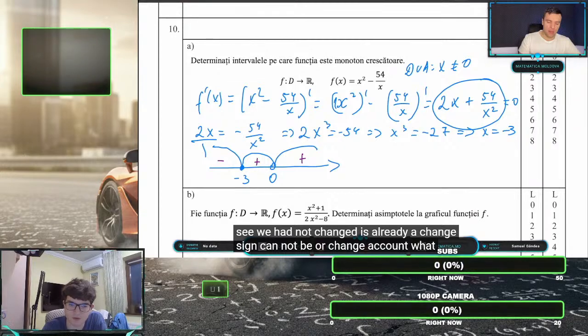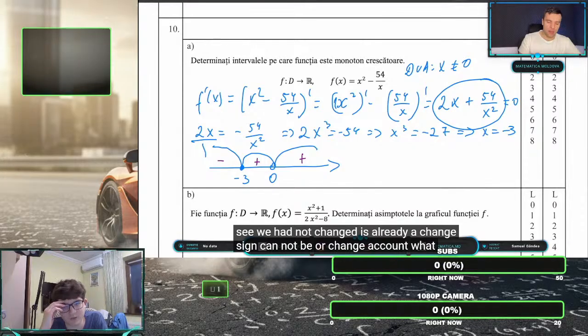So basically if I take a value from minus 3 till 0, let's take minus 1 and plug it in there. It's gonna be 2 times minus 1, right? Minus 2 plus 54 divided by minus 1. No, it's gonna be 54 divided by 1 because it's power of 2, so yeah, it's plus.